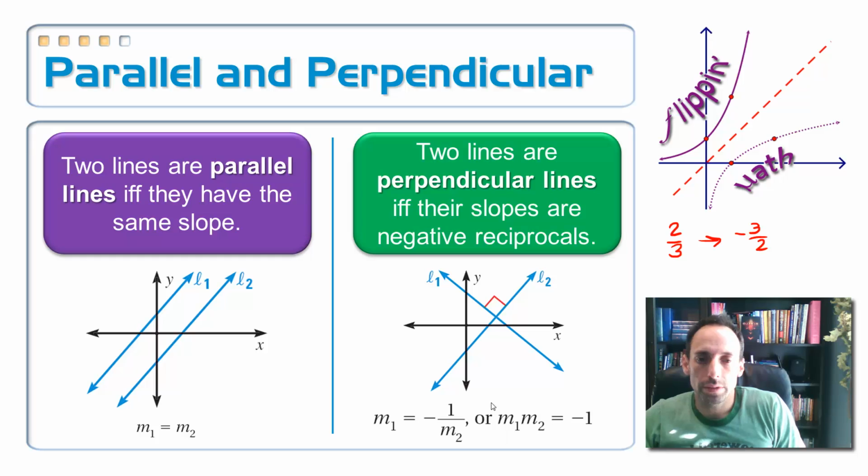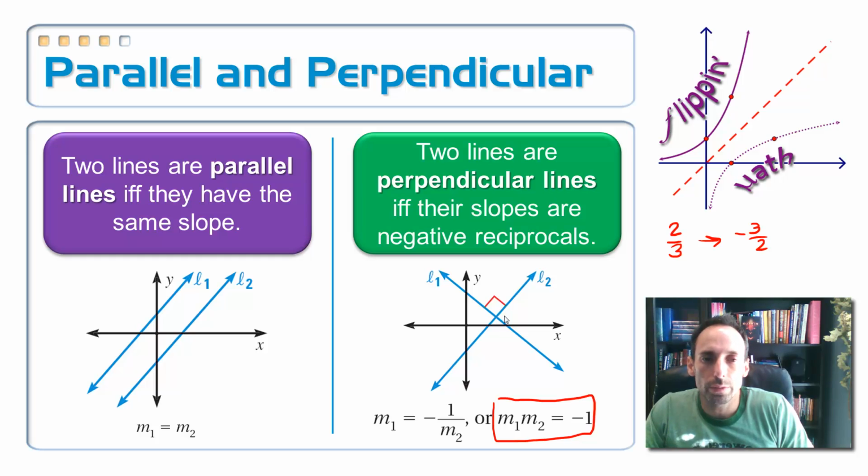Sometimes that statement is made like this. Look at this right here: the product of the two slopes is equal to -1. The reason why is, if you first multiply two reciprocals together, you get 1, and then if one's positive and one's negative, you get -1.